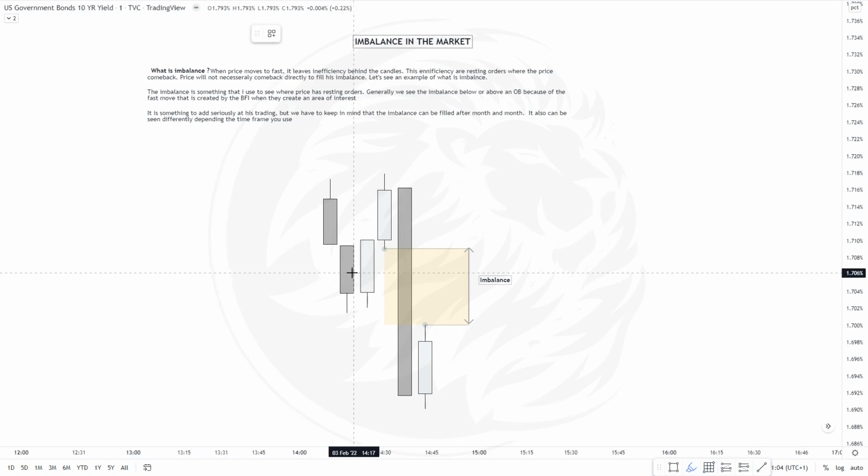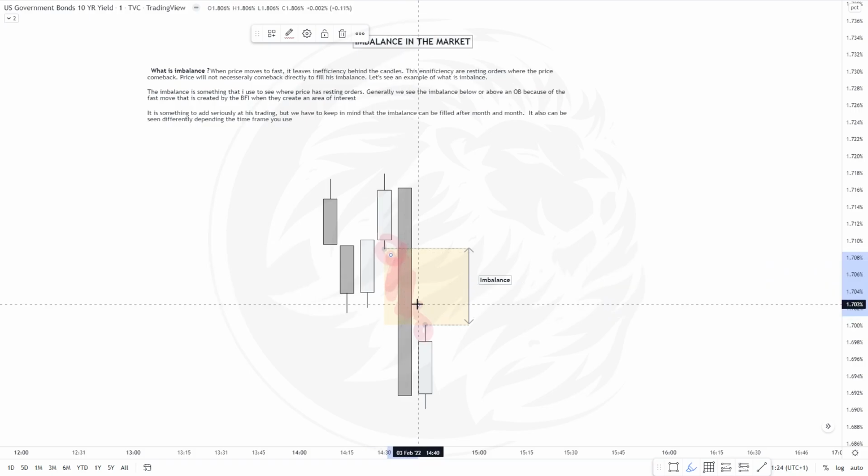As you can see here, we have a little structure and then price just melts in one candle, and as you can see, behind this candle here and this candle here, we have nothing here. So this is the imbalance area.